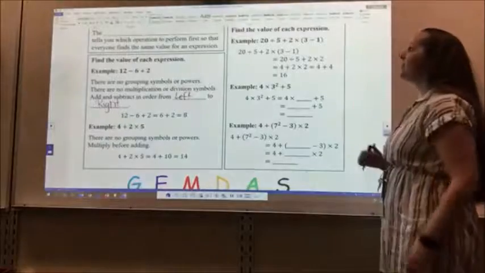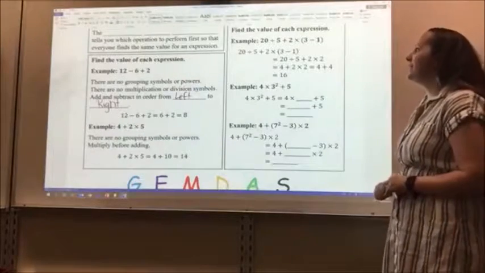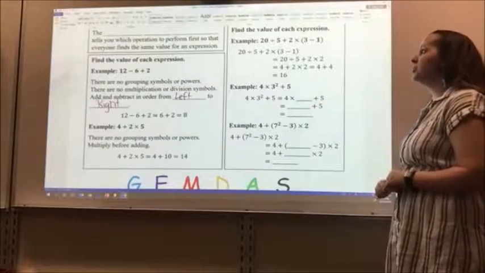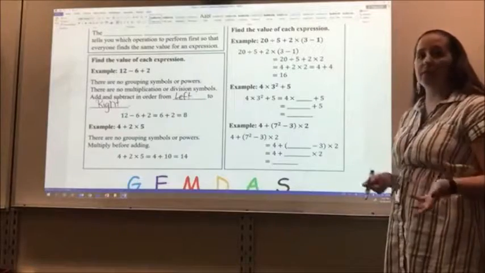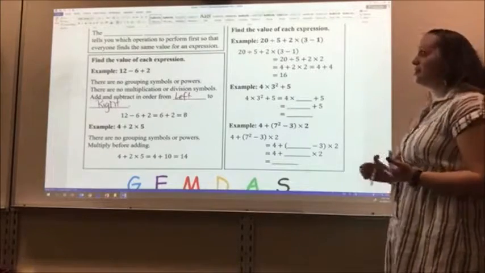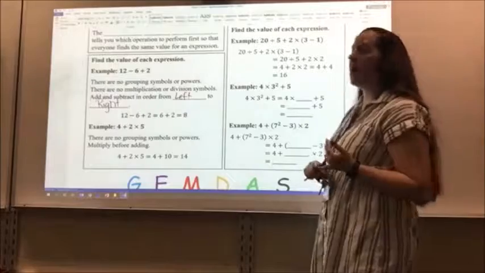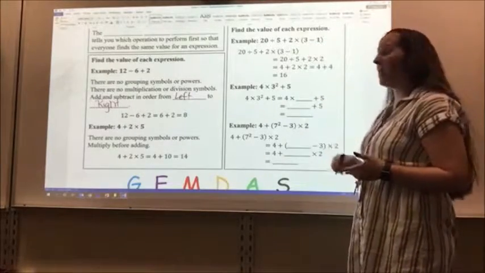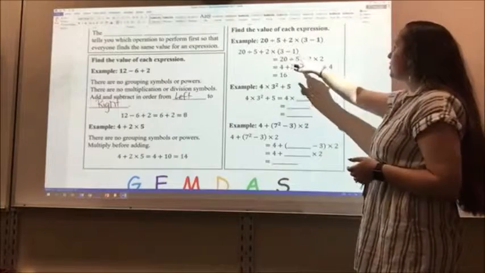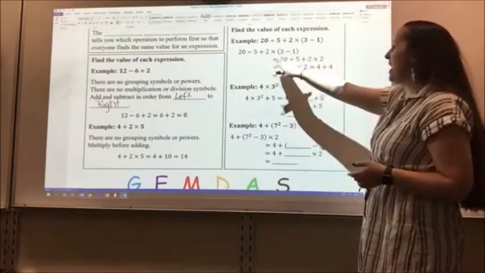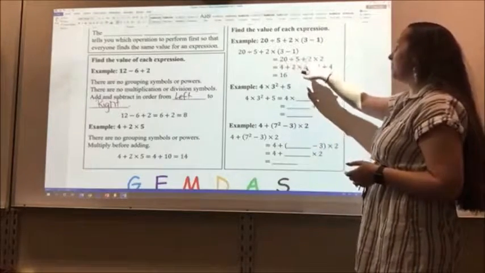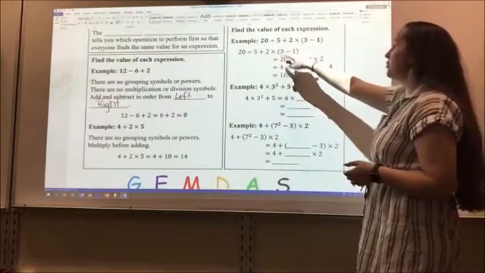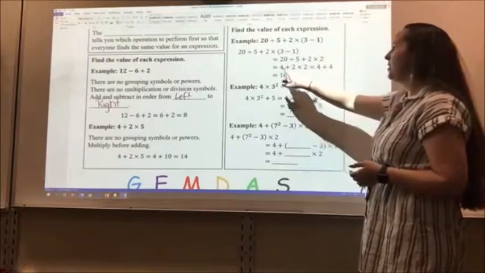This one says find the value of each expression. Example, 20 divided by 5 plus 2 times the quantity 3 minus 1. So again, please excuse my dear Aunt Sally, or PEMDAS. 3 minus 1 is in parentheses, so I do that first. 3 minus 1 is 2, so again I write everything out: 20 divided by 5 plus 2 times 2.